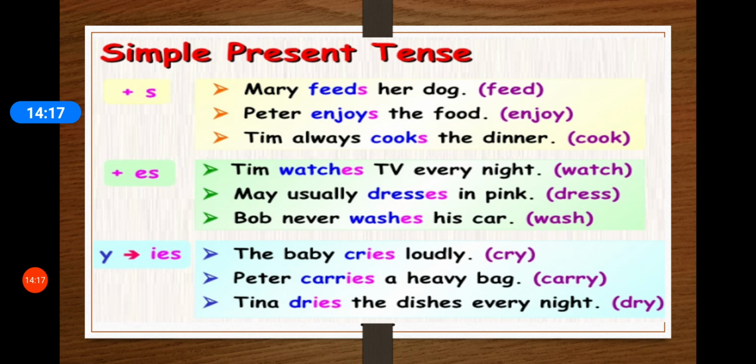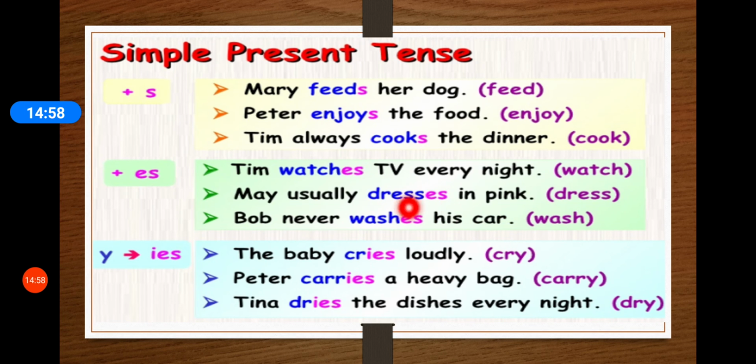So, we have learned we will add S when we have vowel plus Y. Generally we add S, like Mary feeds her dog. Peter enjoys the food. Tim always cooks the dinner. We add ES when the word ends in CH, double S or SH, like Tim watches TV every night. May usually dresses in pink. May is the name of a girl, right? Bob never washes his car.